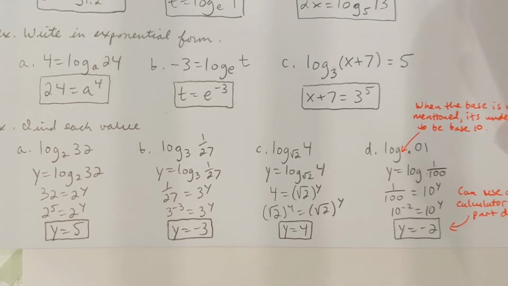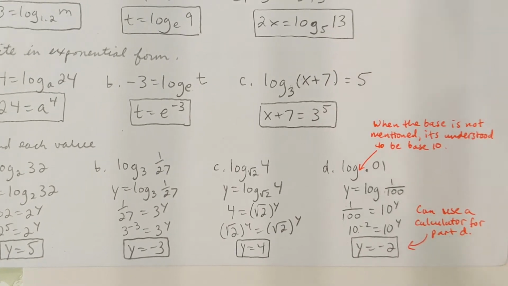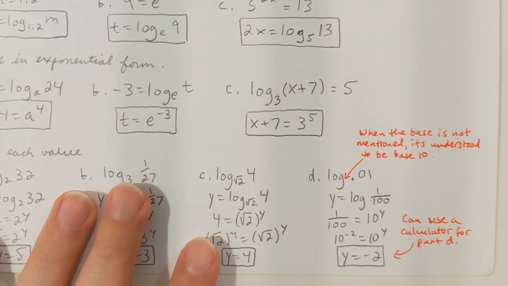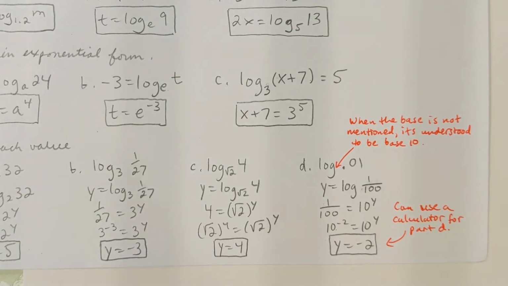Part D, I want to find the value of log of 0.01. Now, you'll notice that there's no base here. Whenever there's no base, it's understood to be base 10. You can write the base 10 if you want, or not, it doesn't matter. But if there's no base, it actually means that you're working with base 10.